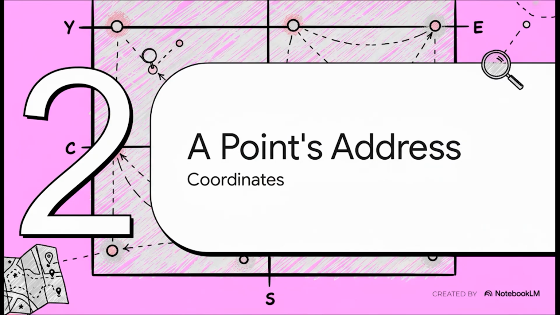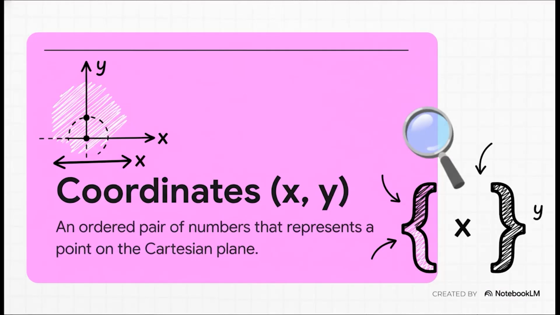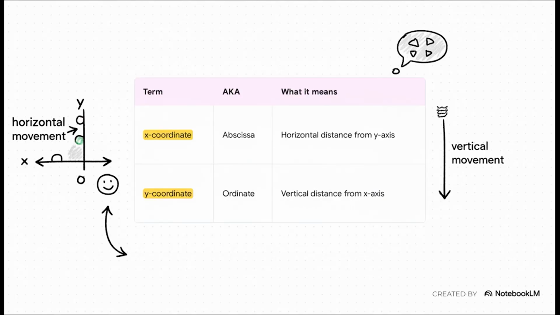So, we have our map now, but how do we actually find anything on it? Well, every single point on this map has a unique secret address, and that address is called its coordinates. This address always comes as a pair of numbers inside brackets, just like this, (x, y). The first number x tells us how far to move left or right along our horizontal road, and the second number y tells us how far to move up or down. So the x coordinate tells you how far to go across, and the y coordinate tells you how high to climb. Here's an easy way to remember. You have to walk across the room before you can climb up the stairs, so x always comes before y.